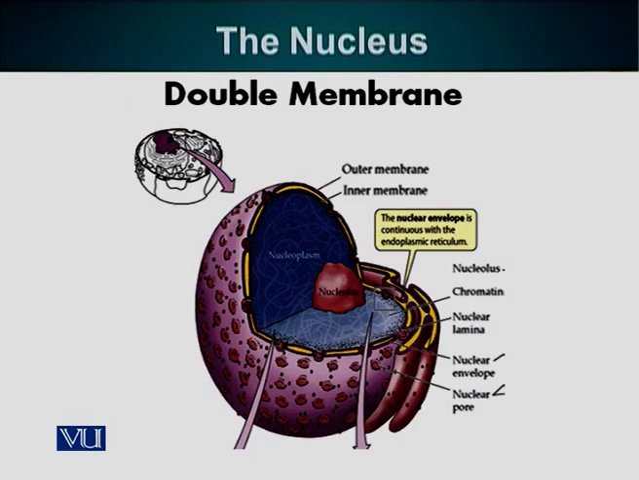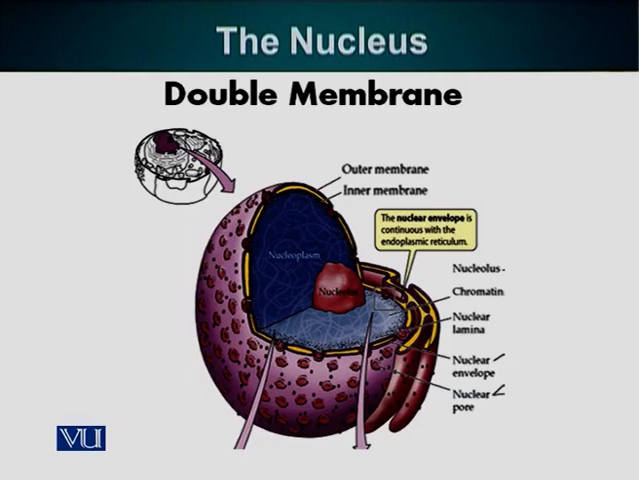The other important feature of the nuclear membrane is that the nuclear membrane is also continuous with the membranes of the cell, which we'll talk about later. Those are the endoplasmic reticulum. The nuclear membrane is continuous with these membranes.